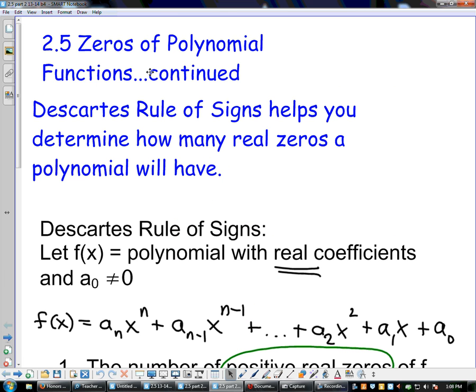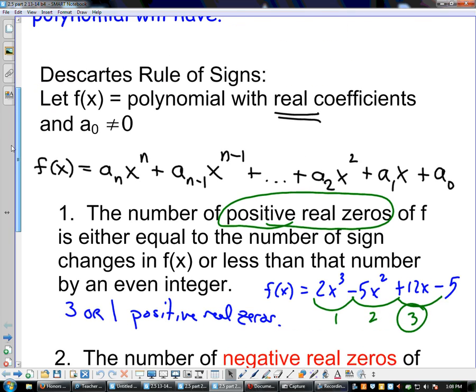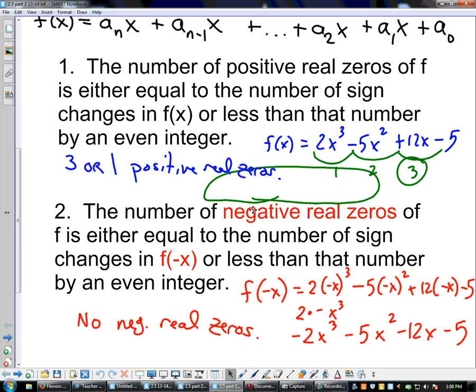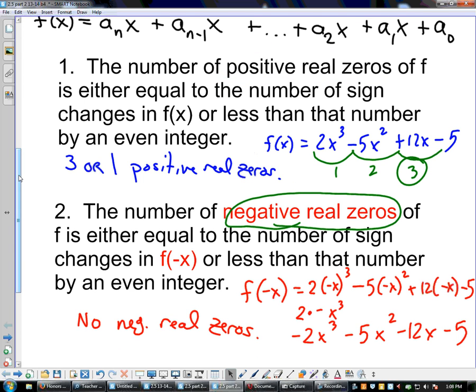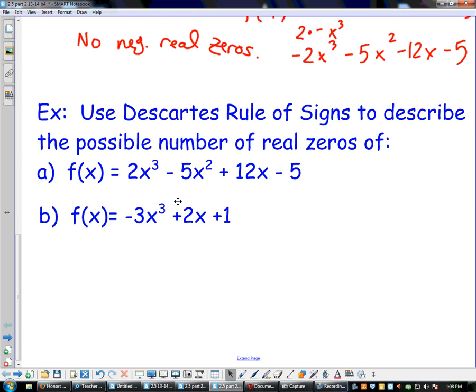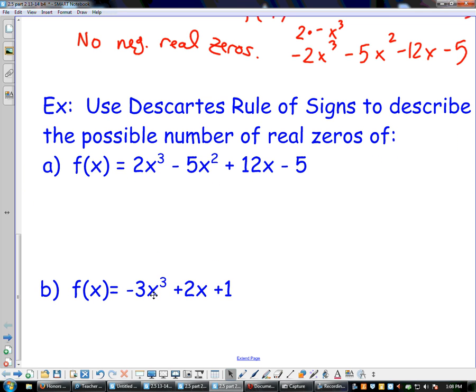2.5, as you know, was zeros of polynomials, and last time we did talk about Descartes' rule of signs, and that is a way of testing how many positive real zeros we're going to have and how many negative real zeros we're going to have. I hope that you've already done numbers A and B from number 5 on the gift. With number 5, that turned out to have 3 or 1 positive real zero, and it ended up having no negative real zeros.